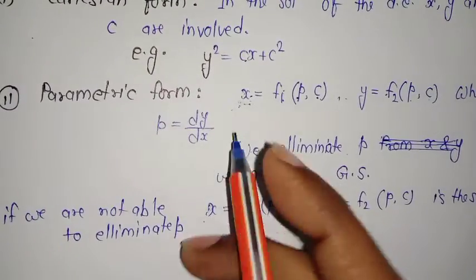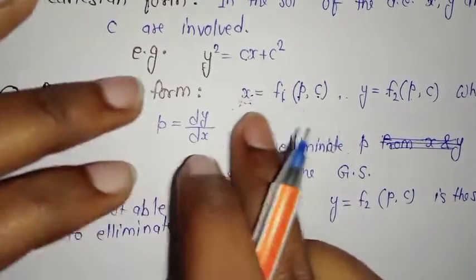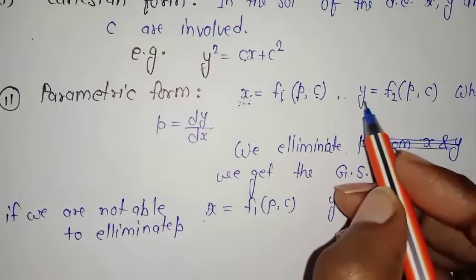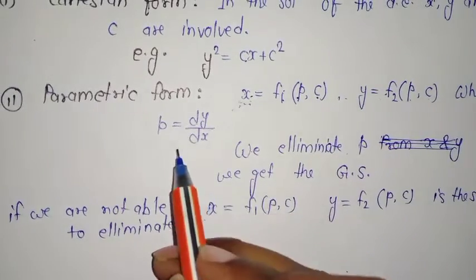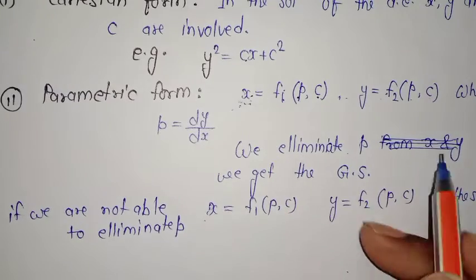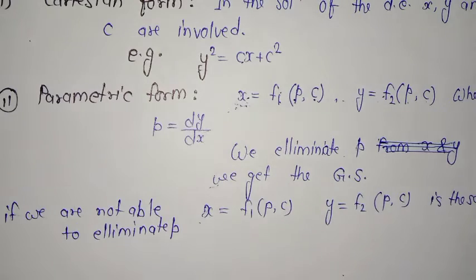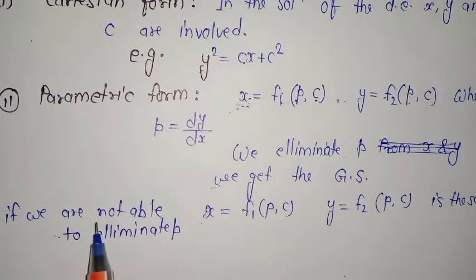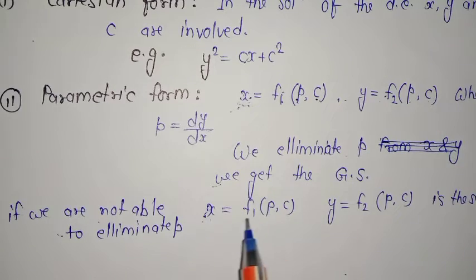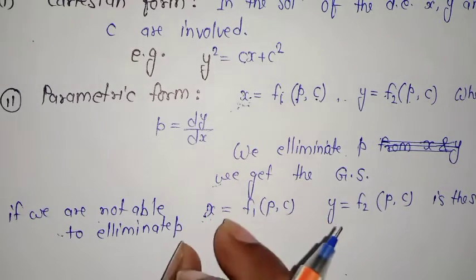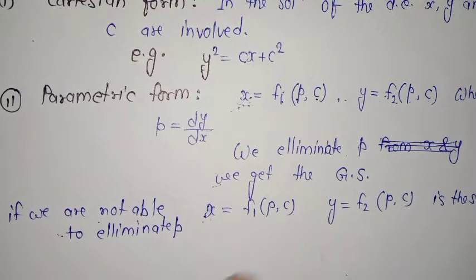You have to take X and Y, that is, you have to separate all the functions at one side and X at one side, and here you have to take Y at one side and other functions at one side, and then you will try to eliminate P from the equations, and after eliminating P we can get the required general solution. And sometimes we are not able to eliminate P. In that case, these terms, that is the terms that we got after taking X at one side and F1 of P and C at one side, that becomes our solution.